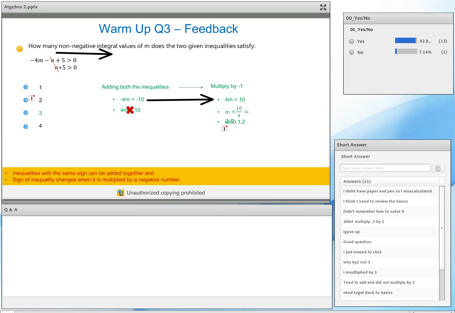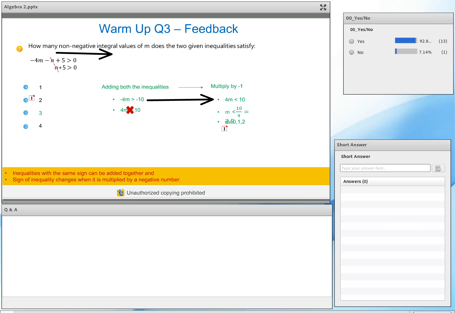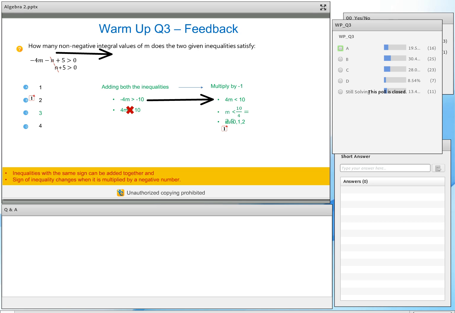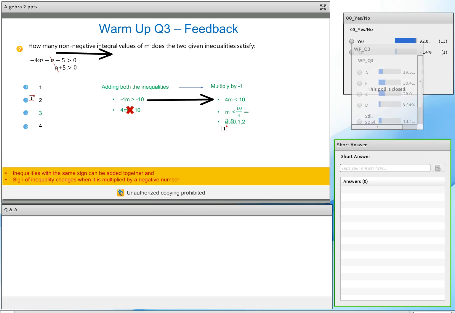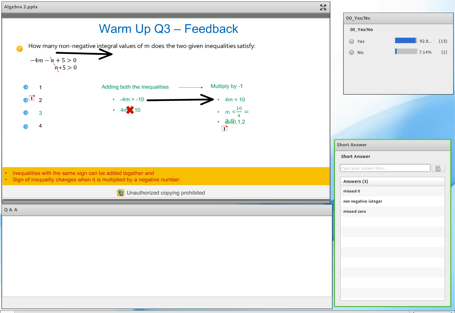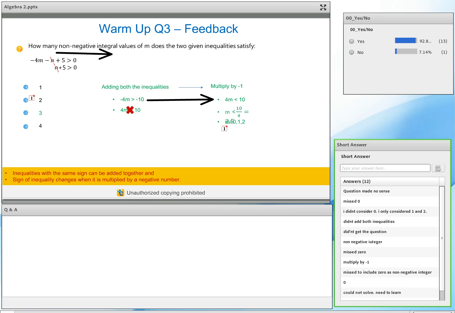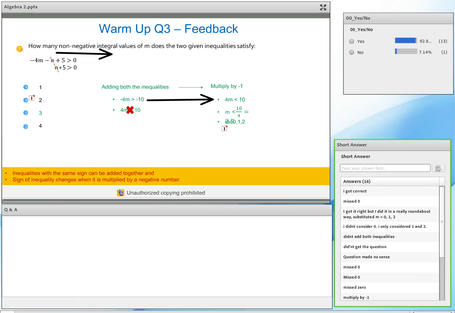Okay, so now tell me, where did you all falter? This question has a very low accuracy. Only 28% of the class selected the right answer. So tell me, what step did you falter at? Missed 0 as a non-negative integer. Okay, missed 0. Good. What else? Question made no sense. Okay, I hope that you can understand it now. I didn't consider 0, considered only 1 and 2. Okay. Didn't add the two inequalities.